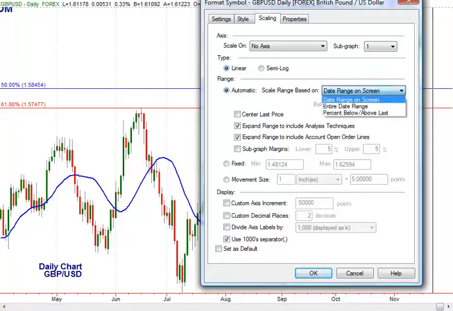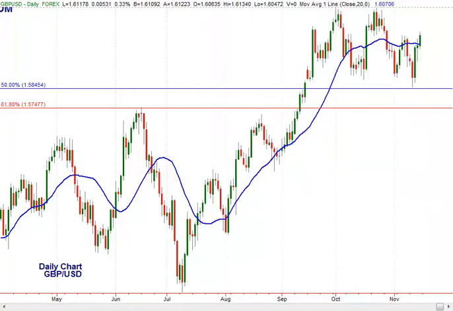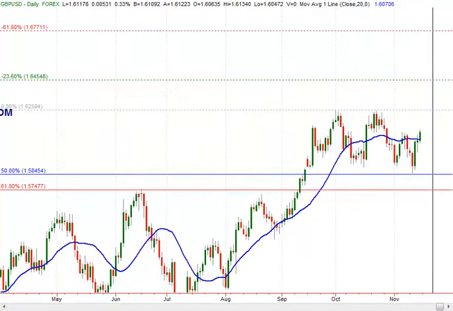Continuation, as in extension, means that we should be able to continue higher into this 164.50 area, and as this is an extension, then there is a high probability that we're going to hit the second target as well, 167.70.